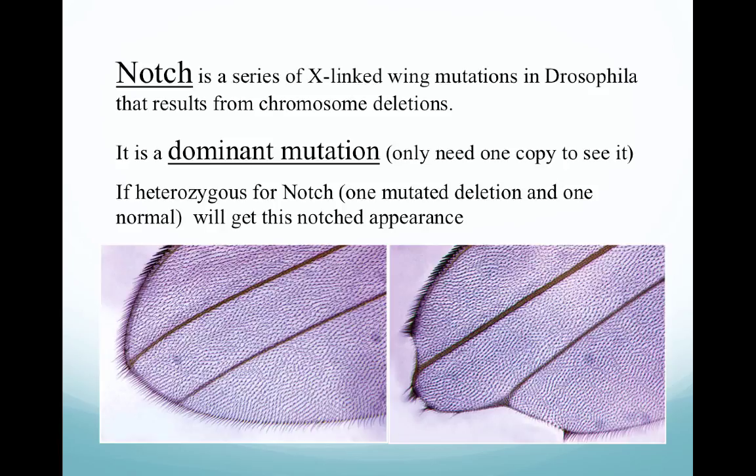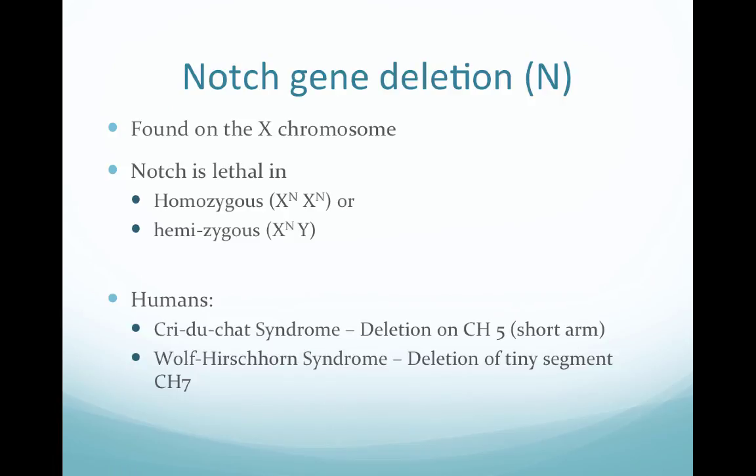If an individual is heterozygous for the notch gene, so it's possessing one mutated deletion and one normal genotype, then it will get a notched appearance like this here. So this is our normal wild type phenotype, and this is our notched phenotype. So the notched deletion is going to be designated as a capital N in a couple of these examples. This, we actually see an increased complexity to it because it's a deletion that occurs on the X chromosome, so on the sex chromosome.